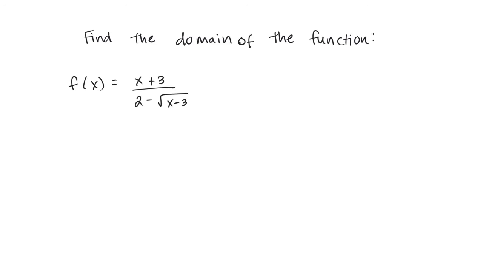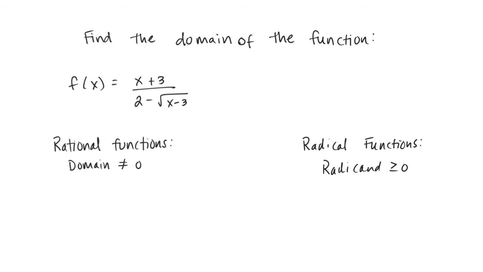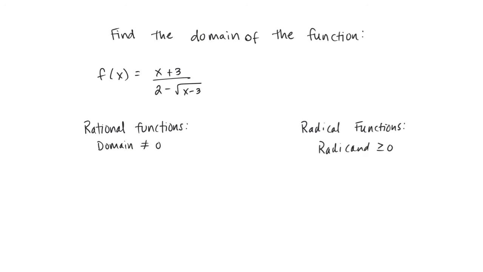We need to find the domain of this function, where we have x plus 3 all over 2 minus the square root of x minus 3. So this is complicated because it's both a rational function, where the denominator cannot equal 0, and also there is a radical within it. With radical functions, the radicand, what's inside that radical, has to be greater than or equal to 0.